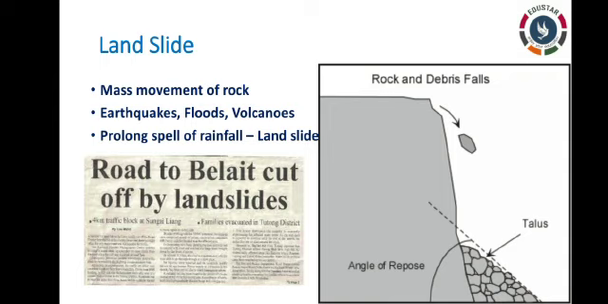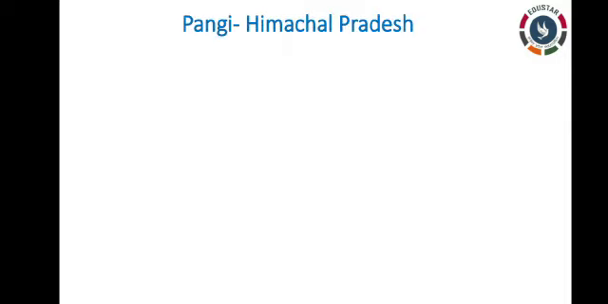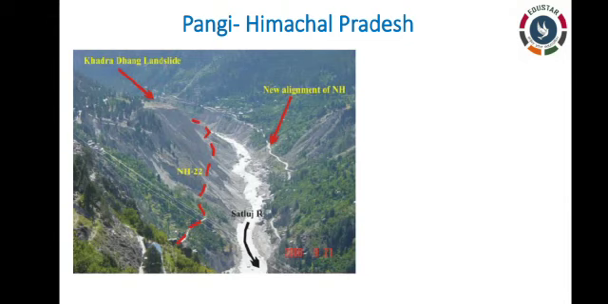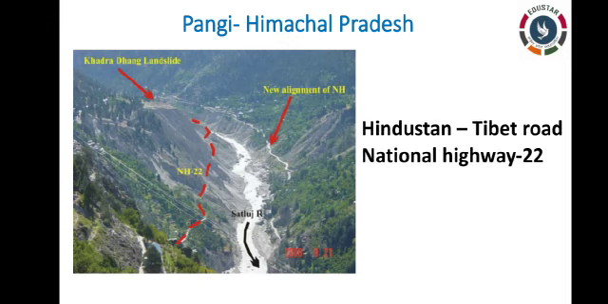Let's see a case history of a landslide which is mentioned on page number 12 of your NCERT geography book. It's about a massive landslide which hit Panji village near Reckong Peo in Kinnaur district of Himachal Pradesh, and it completely damaged the Hindustan-Tibet Road and National Highway 22, and turned the life of Panji village people topsy-turvy. After this intense damage by the landslide, the people were completely vacated to avoid any possible further loss of life.